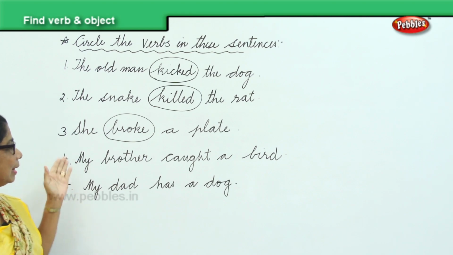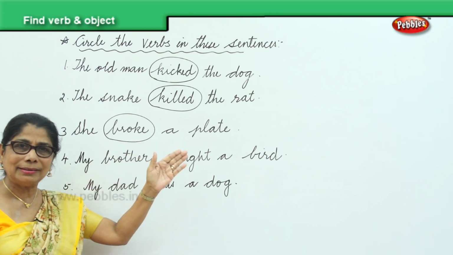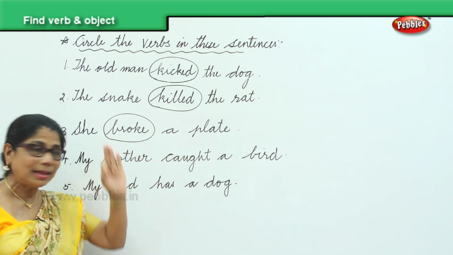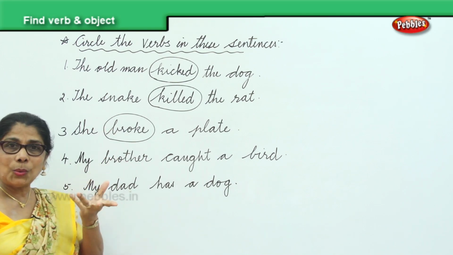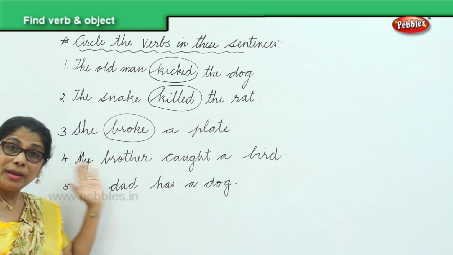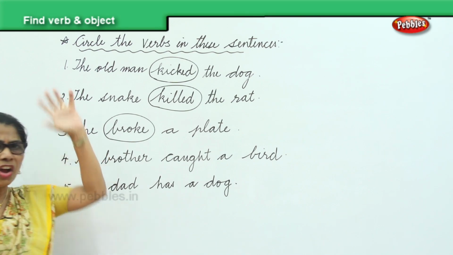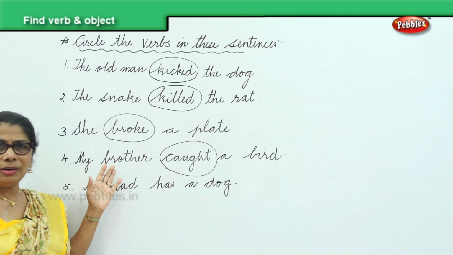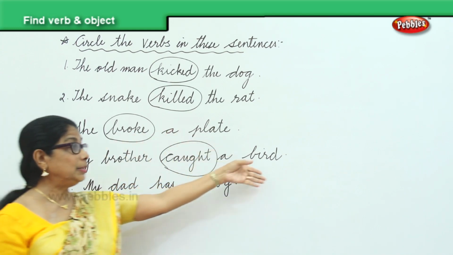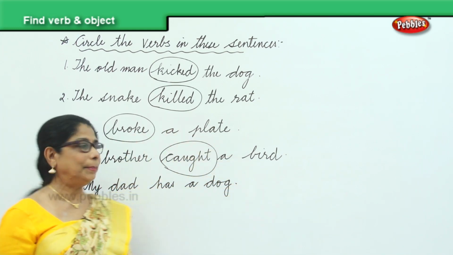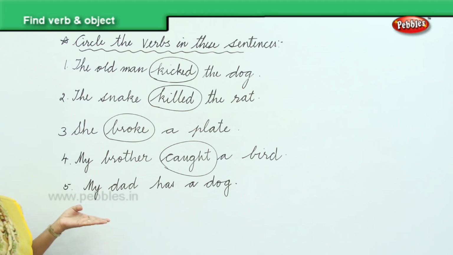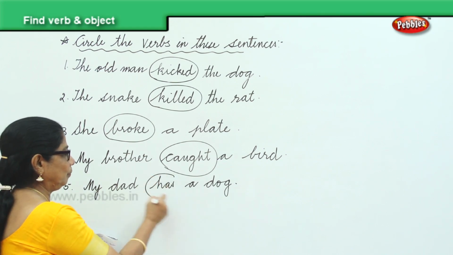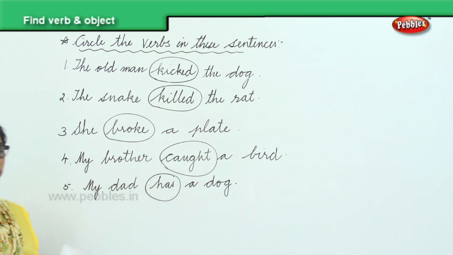Now, in the next sentence, my brother caught a bird, which is the subject? The main person is my brother. What is he doing? What has he done? He caught. That's the verb. My brother caught what? What is the object he's been catching? The bird, a bird. Here, what is the subject? My dad. What does he have? He has a dog. That's the verb. He has. What is the object? Dog.